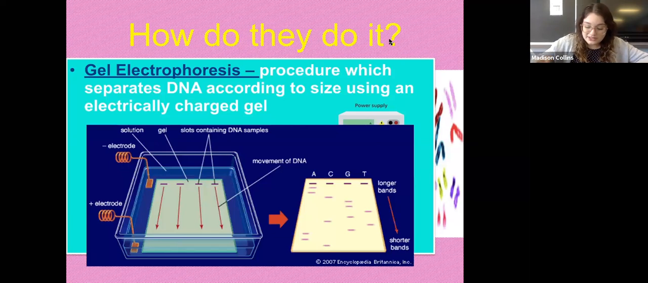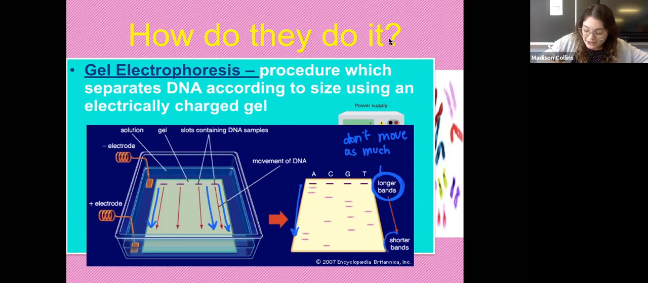When you plug the gel into electricity, it's going to cause these fragments to move down the gel towards this end right here, towards the positive end. And those DNA fragments are going to separate according to size. So these bands that we see here at the top, closest to the wells that we place the DNA in, are considered longer bands. They don't move as much. Right? So they are longer or larger bands, but the shorter bands actually move quite a long distance.